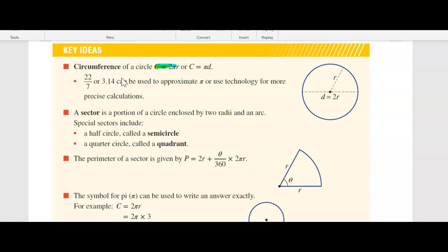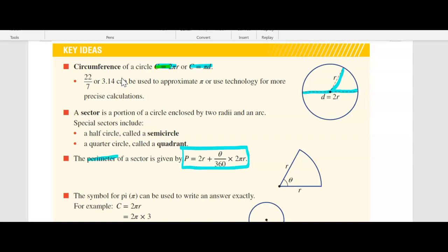Thank you. So remember the circumference formula, the one you use just depends on whether you've got the radius or the diameter. So your radius is from the middle outside and your diameter is from one end to the other. Now, a sector is just a part of a circle. So you need to know this formula for perimeter of a sector.